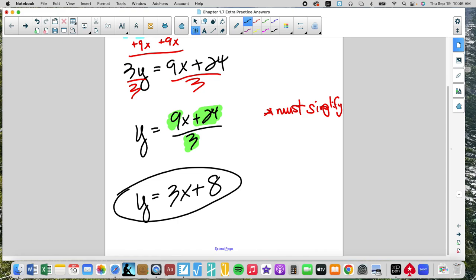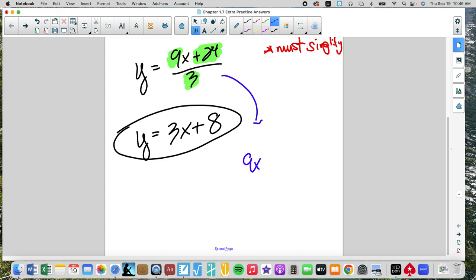And just as important information, if you want to understand why we're reducing this, 9x plus 24 over 3 can be written as 9x over 3 plus 24 over 3. This gets reduced to 3x, and this gets reduced to 8. That's why, and that's how we get that. So it's very important that we reduce it.